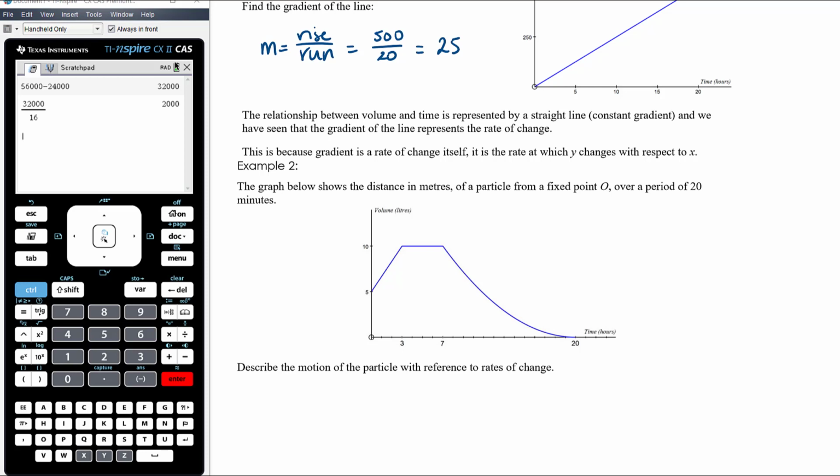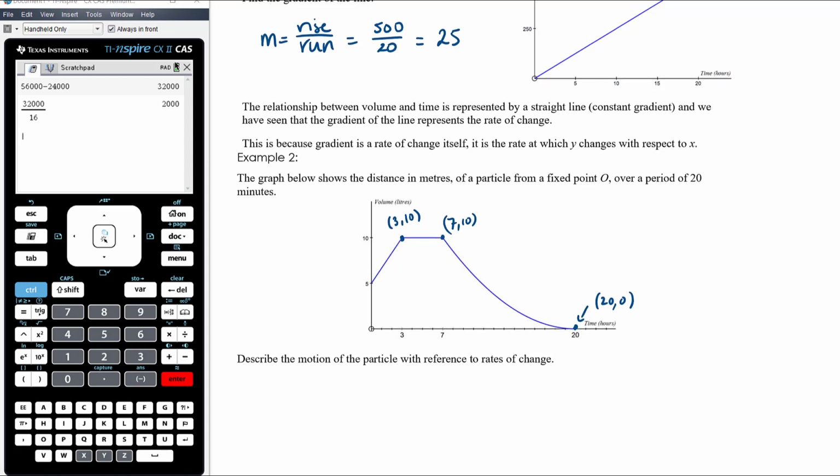Okay, so let's have a look at what we've got happening here. So we've got three sort of stages that we want to be able to talk about here. Okay, so we can see that point there has coordinates of 3, 10. We can see that point there has coordinates of 7, 10. Okay, and then this is 20, 0. Okay, so describe the motion of the particle with reference to rates of change.